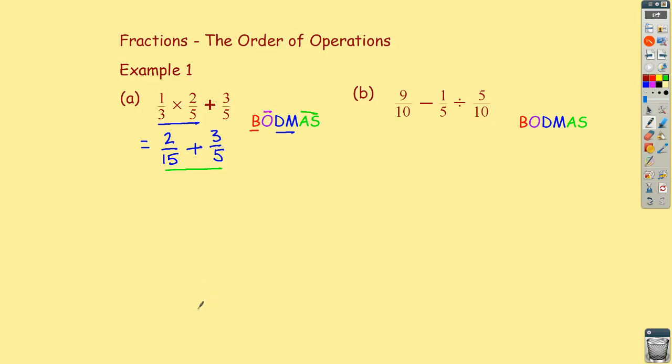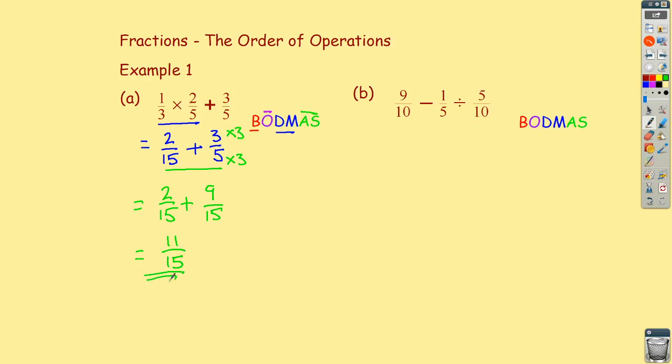We would just multiply it by 3, okay? If we do that to the 5, we have to do that to the top of the fraction to keep everything equivalent. What we're going to end up with is 2 over 15 plus 3 3s are 9, 5 3s are 15, or 9/15. All we have to do then is just add the top lines together to get our final answer. We're going to end up with 11 over 15.